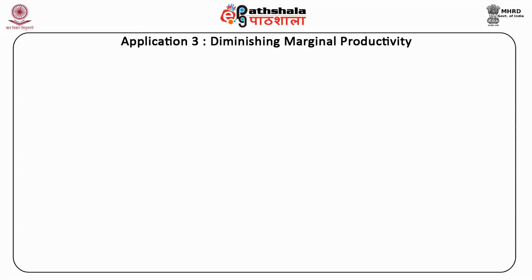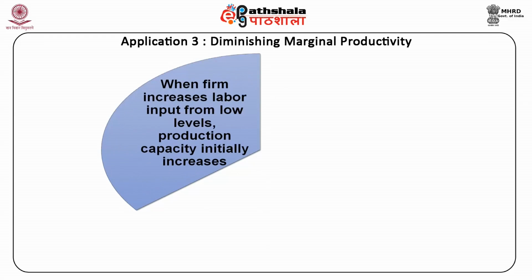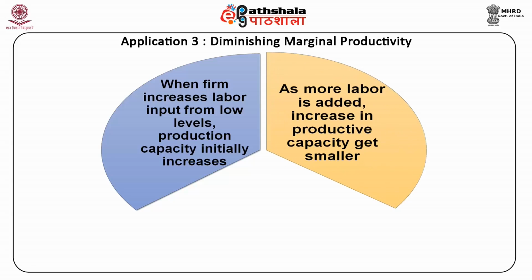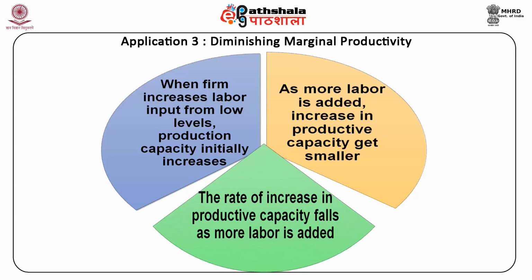Application 3. Diminishing marginal productivity. As a firm increases labor input starting from low levels, its production capacity generally increases. However, the increase in productive capacity as more labor is added tends to get smaller. That is, the rate of increase in productive capacity falls as more labor is added.